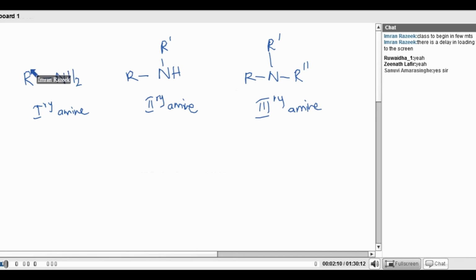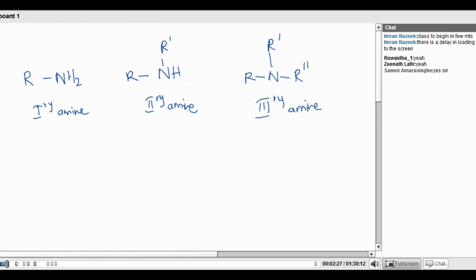We'll be studying the chemistry of only primary amines, but you need to know how to make secondary and tertiary amines. So the synthesis of secondary and tertiary amines will be done, but the study will be only on the chemistry of the primary amine.